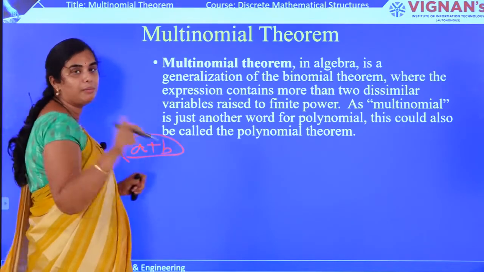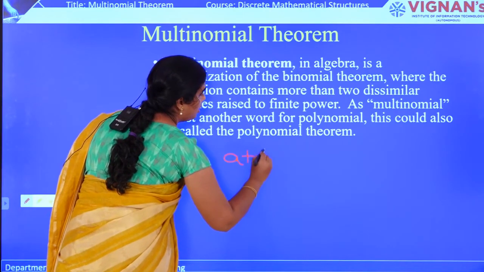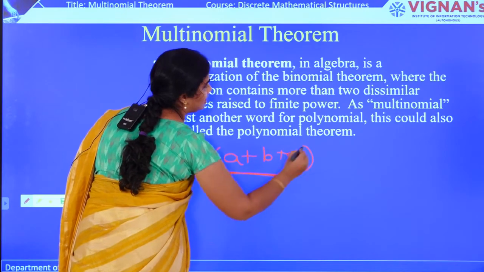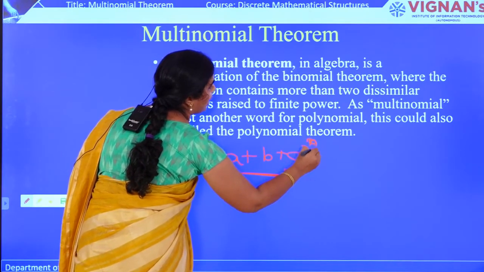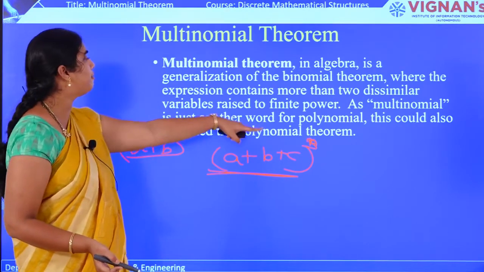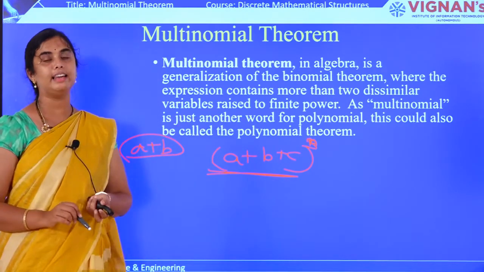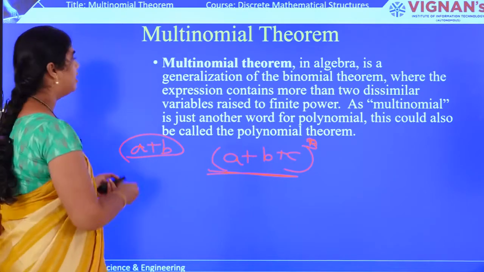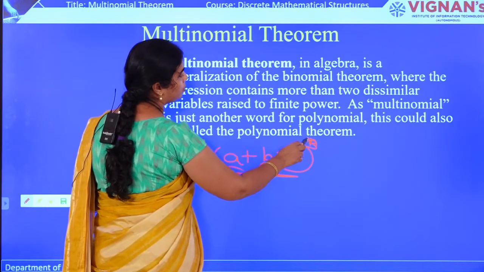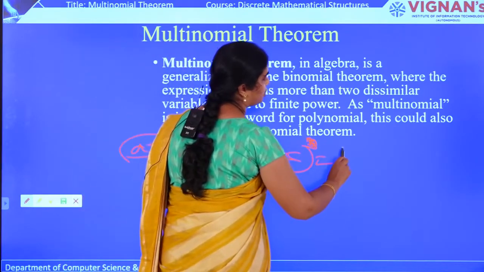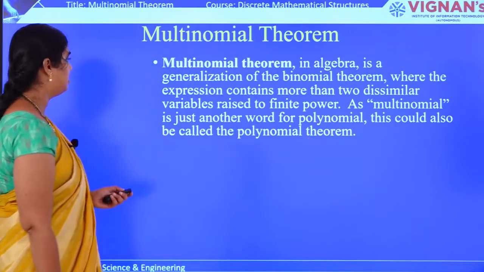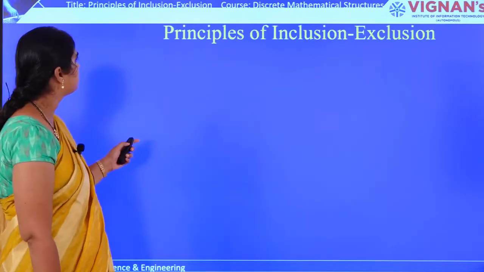But in the case of multinomial, you will be taking more than two variables in this, and you will be raising to some finite power. Okay, as multinomial is just another word for polynomial, this can also be called the polynomial theorem. In multinomial theorem you will be learning how these three variables can be raised to a power and what is the expression which you will be getting after it is raised. So, this is the formula.